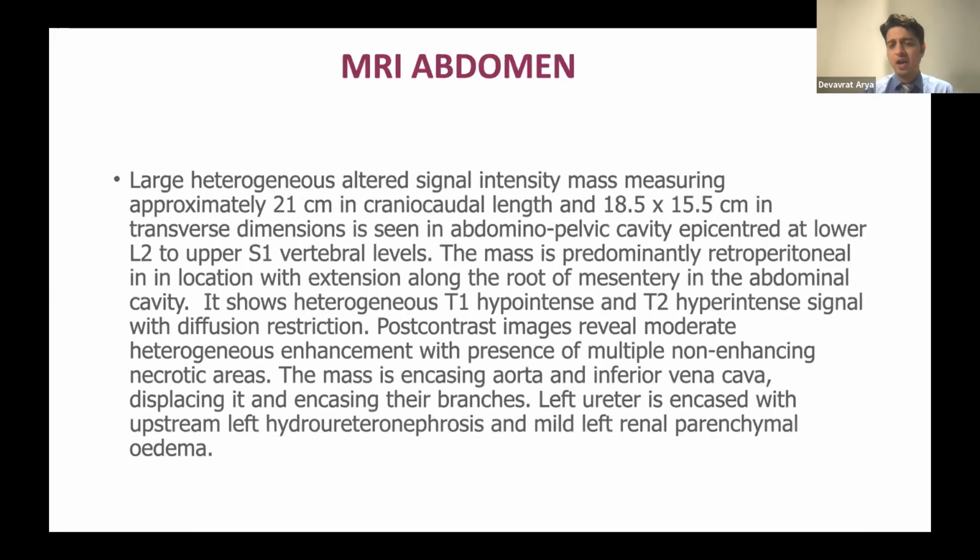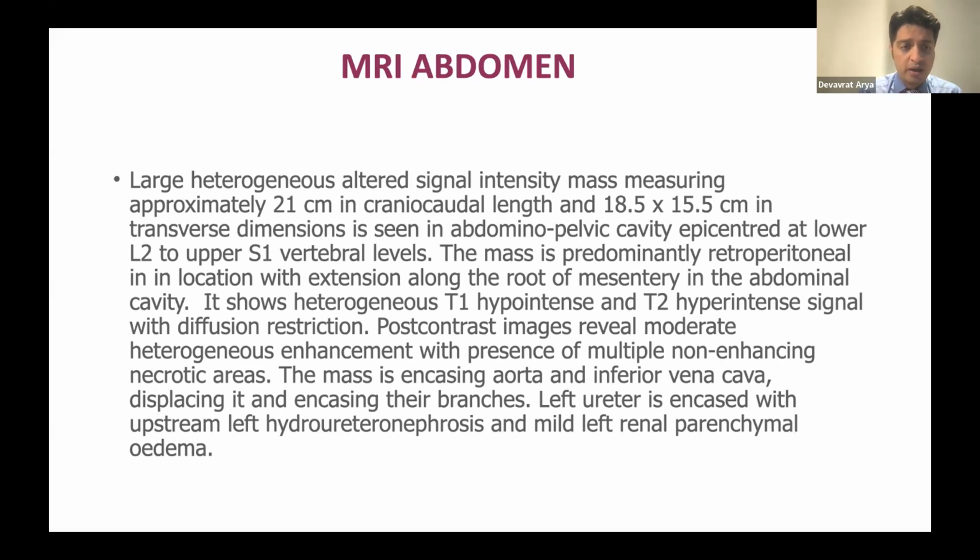And this is the MR. Now, I know we don't have a surgical oncologist on board, so I think this is more for the sake of completion. But again, this is a huge mass, as most retroperitoneal sarcomas are. So 18.5 by 15.5 centimeter size lesion, and 21 centimeters in craniocaudal length, predominantly retroperitoneal location, extension along the route of mesentery.